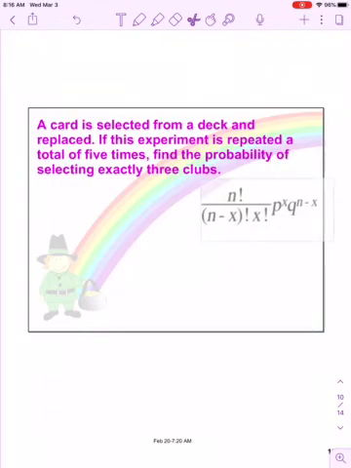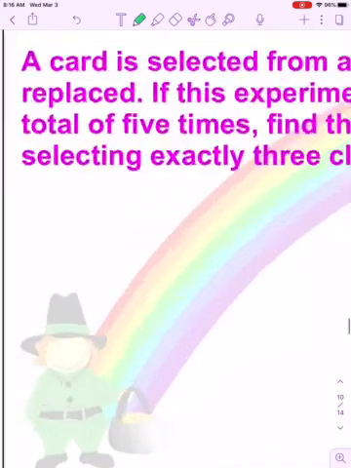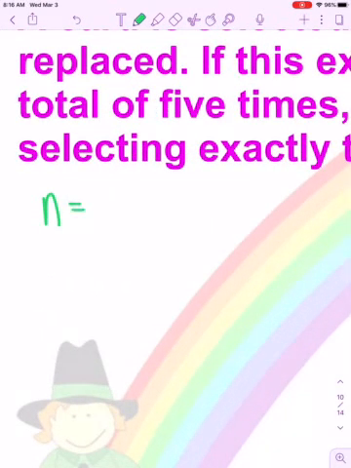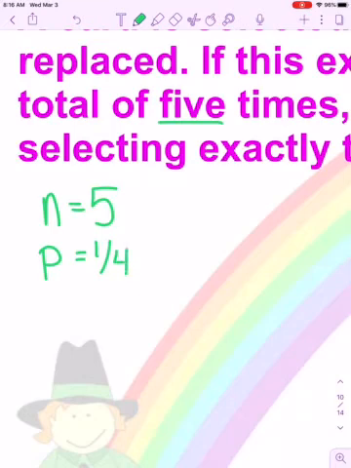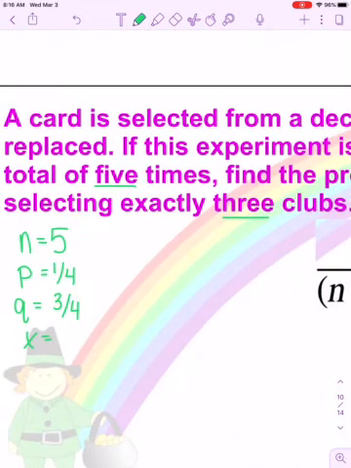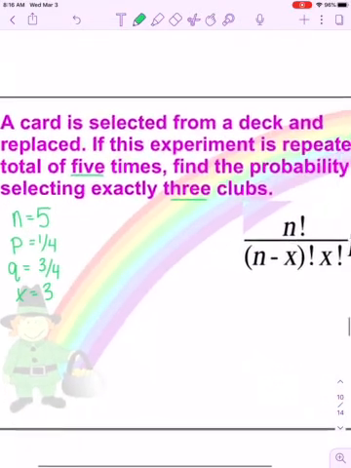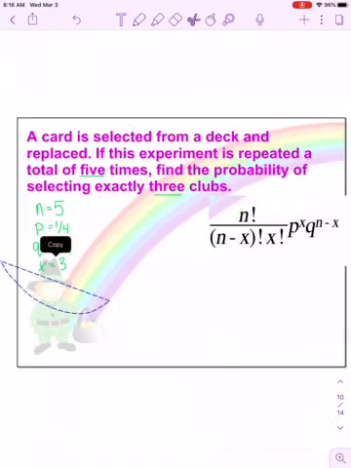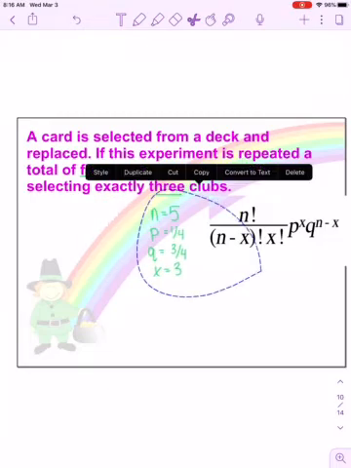All right, a card is selected and then replaced. So we know that we have the same probability for success for all of them because you put it back. It's repeated 5 times. Find the probability of exactly 3 clubs. So we did a lot of this already. So our n, how many times are we trying this? 5. The probability of getting a club is 1/4. The probability of not getting a club is 3/4. The only difference is that now I know what x is. I want to know exactly 3 clubs. So my x is 3.